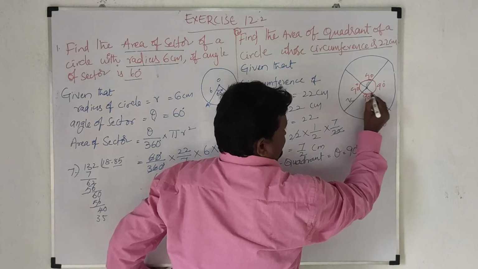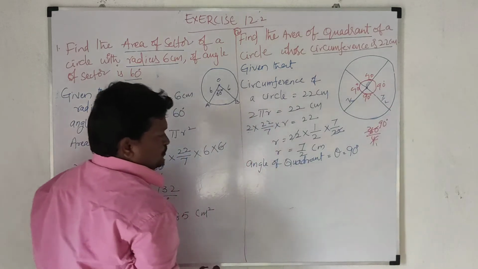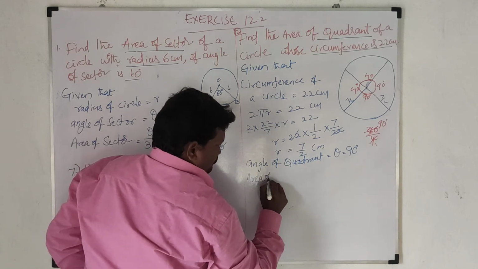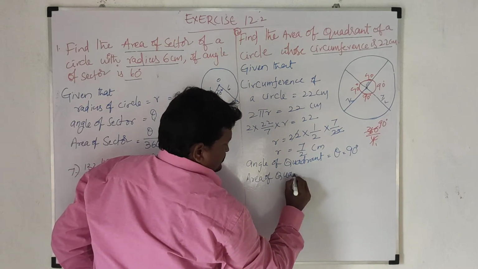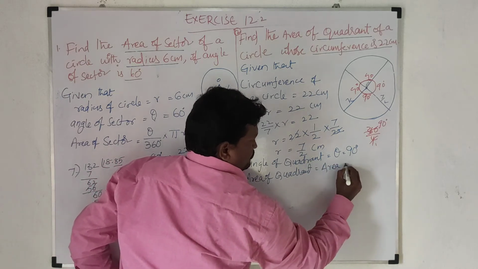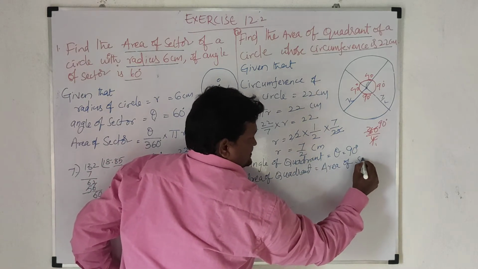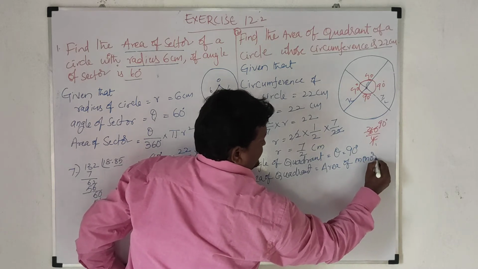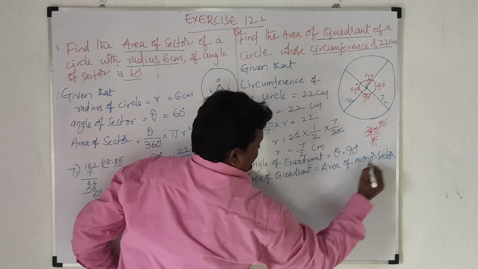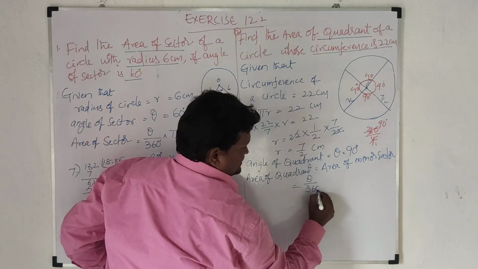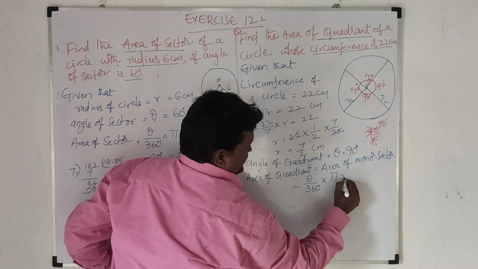This r is 7 by 2. Now find the area of the quadrant. The area of a quadrant is also the area of a sector, a minor sector. What is the area of a minor sector formula? theta by 360 into pi r square.